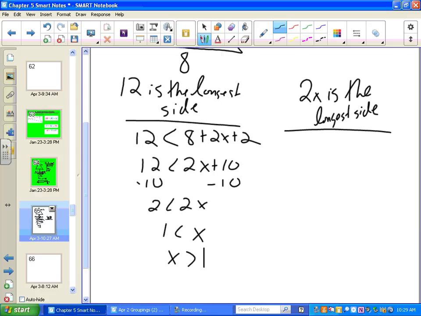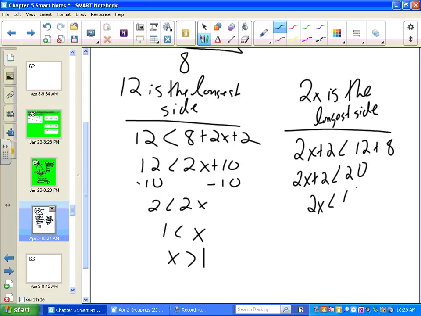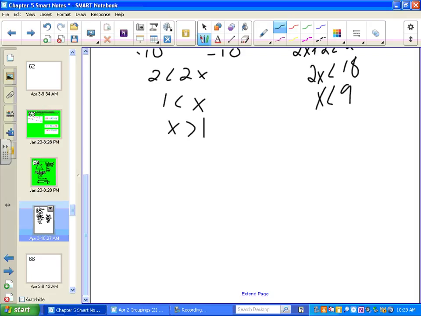So if 2x plus 2 is the longest side, then what's the inequality we have now? Colleen. Very good. 2x plus 2 is less than 12 plus 8. 12 plus 8 is 20. Subtract 2 from each side, so 2x is less than 18. Divide by 2. X is less than 9. So x is between 1 and 9. X is greater than 1 and less than 9.